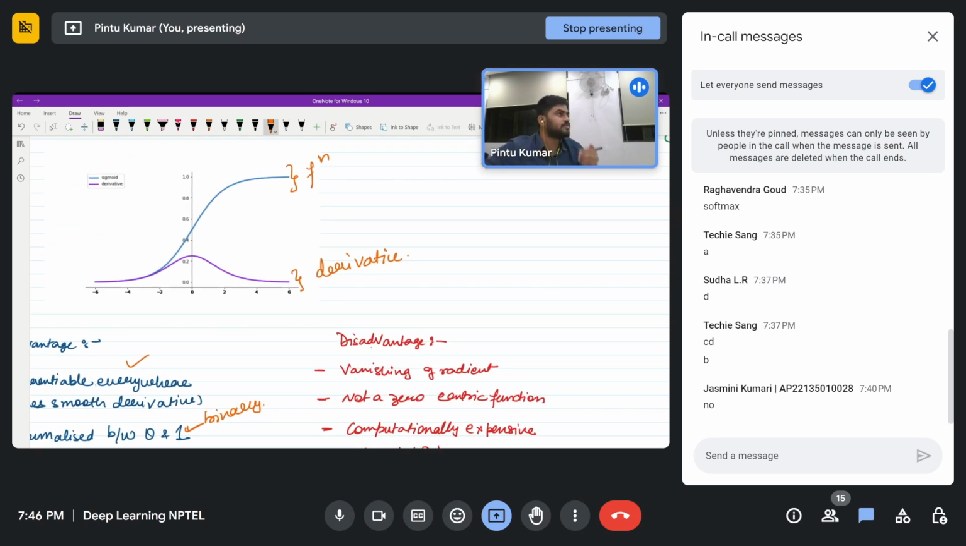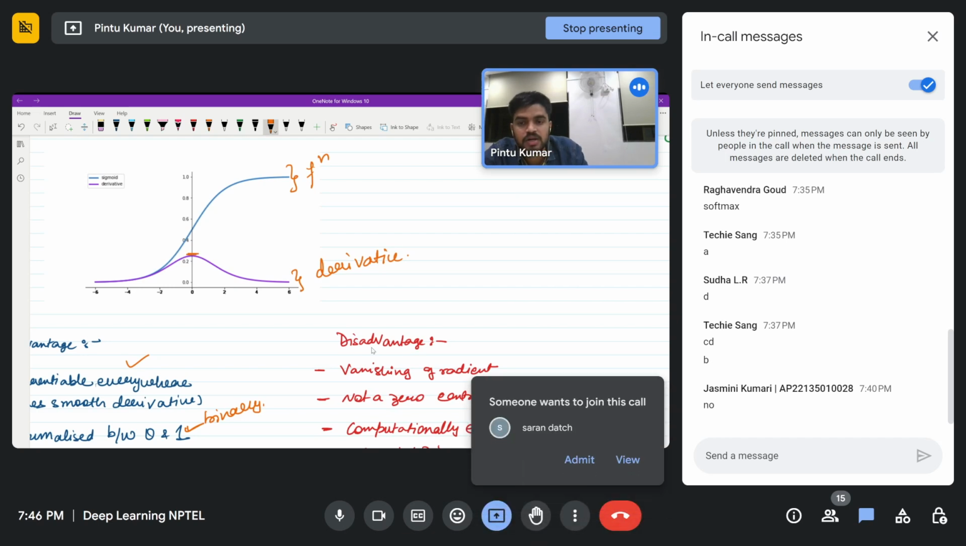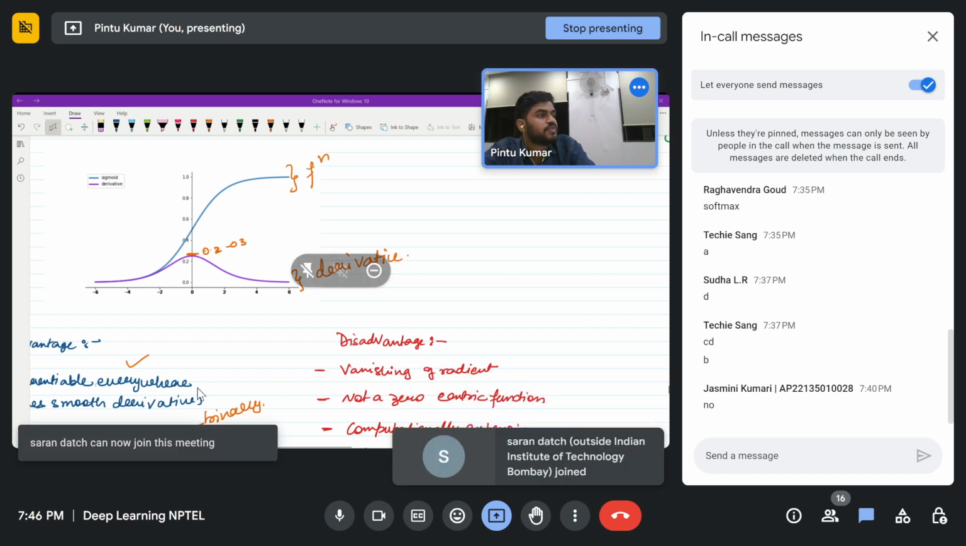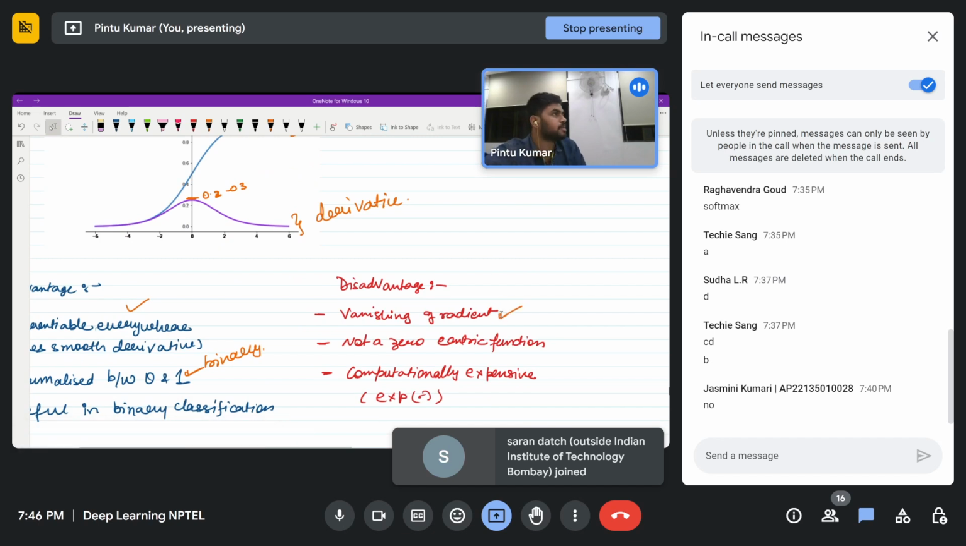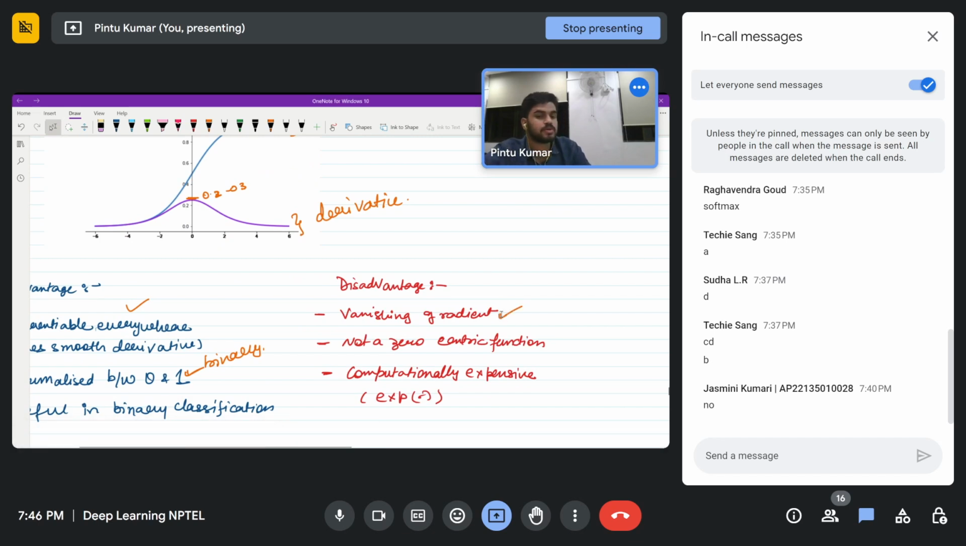Now it has some disadvantages. First thing is, if you look at its gradient, the maximum value it obtains is around 0.2 to 0.3. So the value of the derivative is very small. If you have a larger network, then it might suffer from the vanishing gradient problem that I mentioned a few moments ago. Another thing is that it is not a zero-centric function.